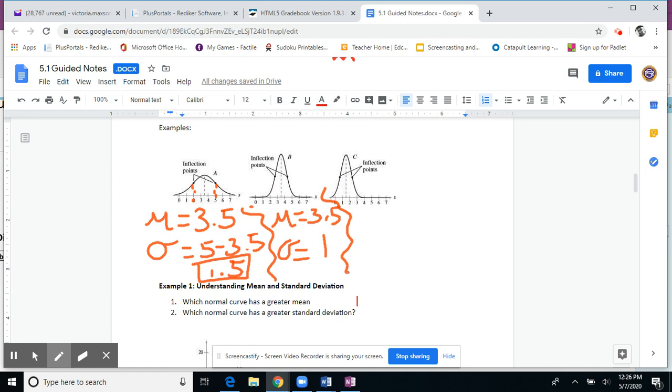And our last one, here our mean is 1.5, and our inflection points line up with 2.5 and 0.5. So we have a standard deviation of 1, and you can tell the curve is very similar in shape. It's the same width. But this one is moved more over to the right, whereas this one is moved to the left. So the bigger your mean, the farther it is to the right. The smaller the mean, the further it is to the left.